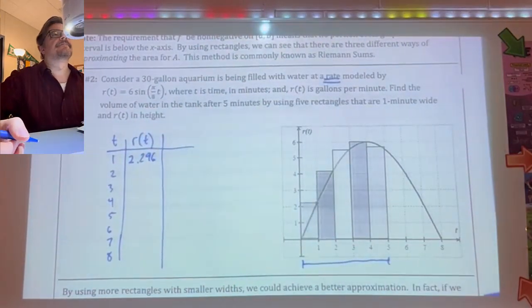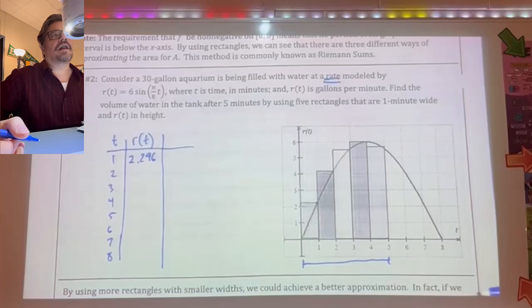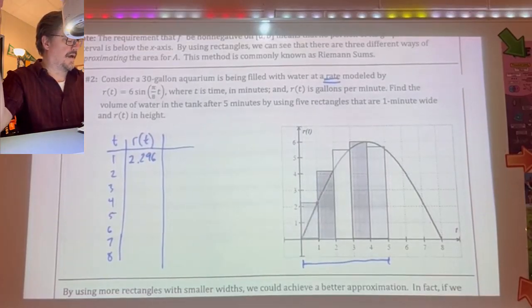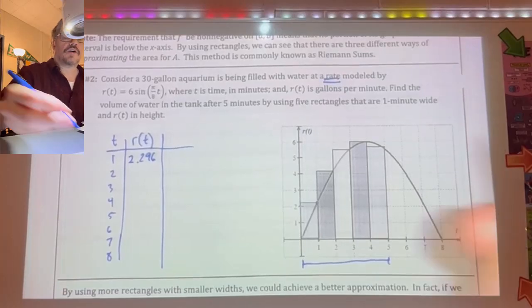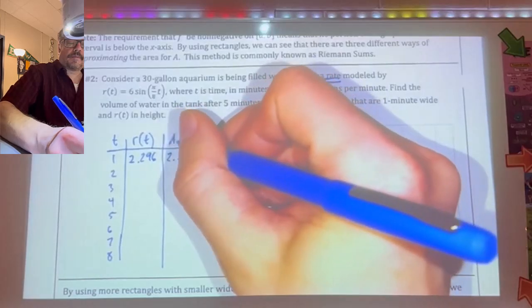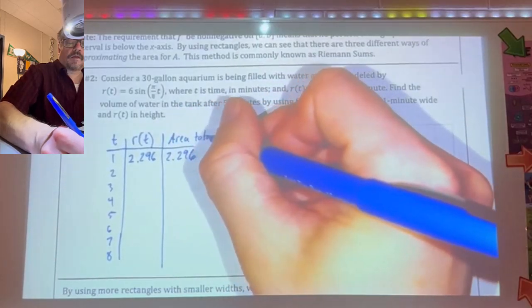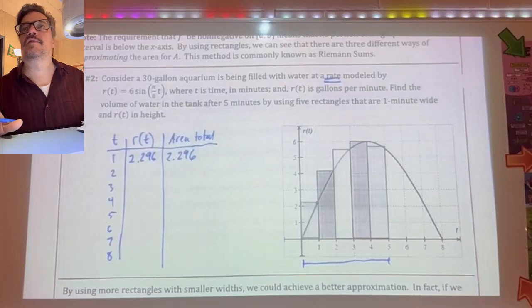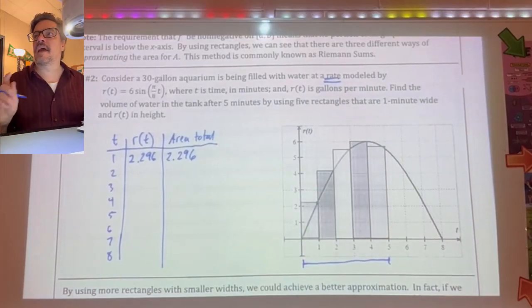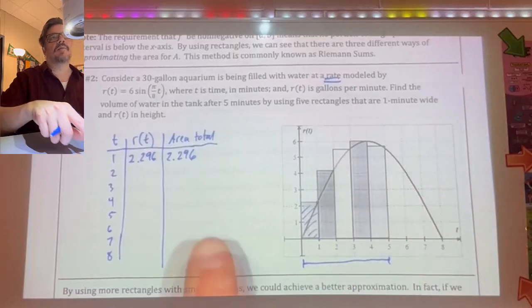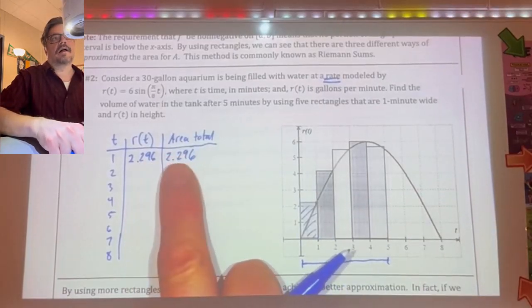And I get 2.296. All right, so how many gallons were dumped in at that point? 2.296. Okay. Area total. All right. Does that make sense so far? I'm finding the area of this little rectangle right here, and that tells me how many gallons were actually dumped.